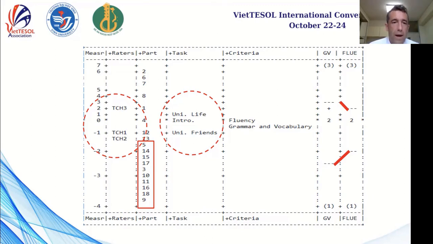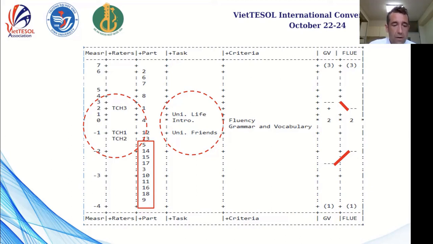Moving more to the right, you see the participants, P-A-R-T, participants. Over half of the participants are below the lowest rater and fairly low on the scale. This indicates that the test may be too difficult for most students, as indicated by their scores. So we will look at possibly making tasks that are a little bit easier for the students to speak in and produce output.